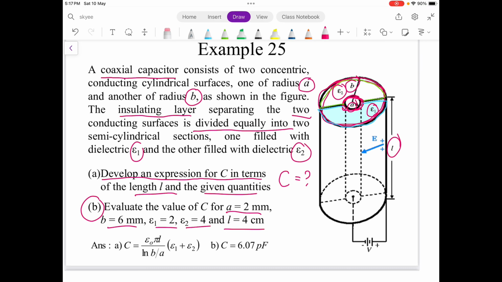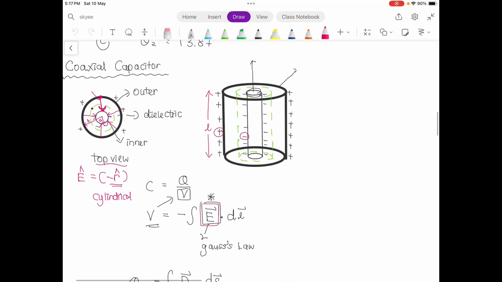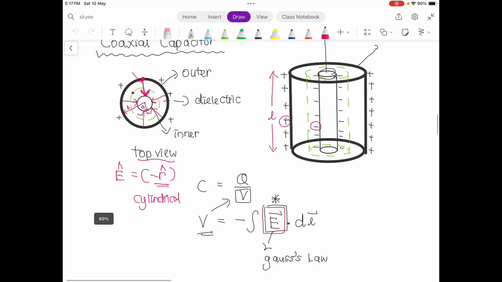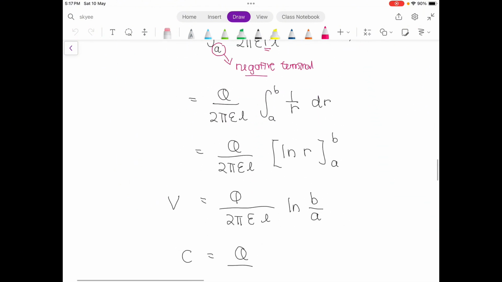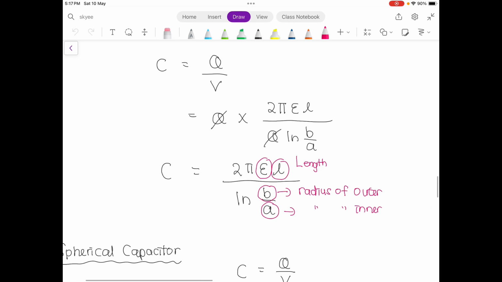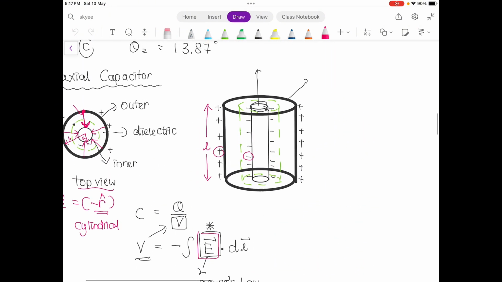First of all, you might recall that we have derived the capacitance earlier. This is the coaxial capacitor that we learned before. After we derived, we got these equations. So the question is, can we use these equations in this current question? You have to look at the shape of the conductor.